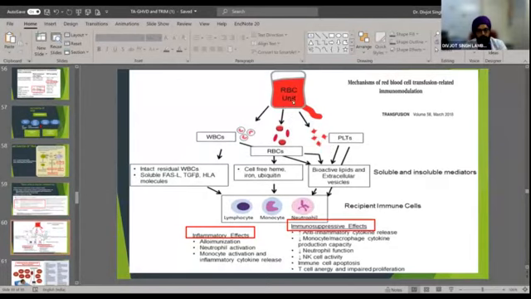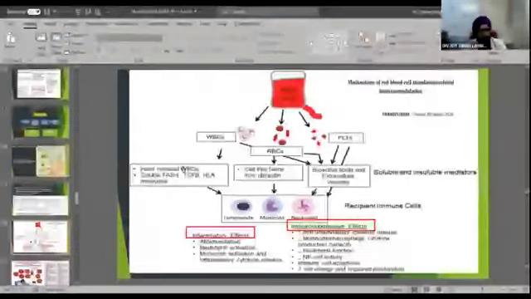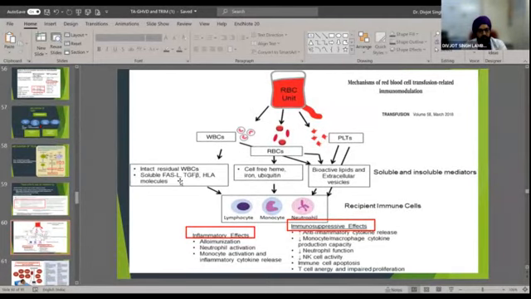Then the RBC unit. This is another review article from Transfusion which shows that WBCs, RBCs and platelets are there in the RBC unit. The WBCs could be intact WBCs, or soluble Fas ligand, TGF beta or HLA molecules. In RBC, cell-free heme, iron and ubiquitin are also postulated in TRIM effects. And platelets would have bioactive lipids and extracellular vesicles.